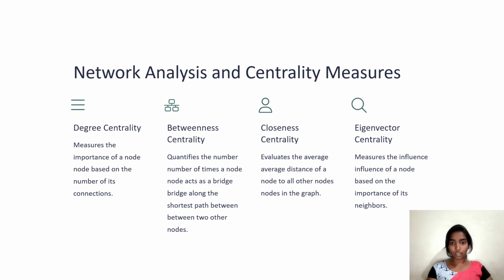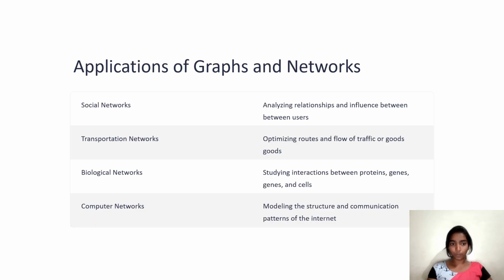Network analysis and centrality measures. Degree centrality. It measures the importance of a node based on the number of its connections. Betweenness centrality. It quantifies the number of times a node acts as a bridge along the shortest path between two other nodes. Closeness centrality evaluates the average distance of a node to all other nodes in the graph. Eigenvector centrality. It measures the influence of a node based on the importance of its neighbors.